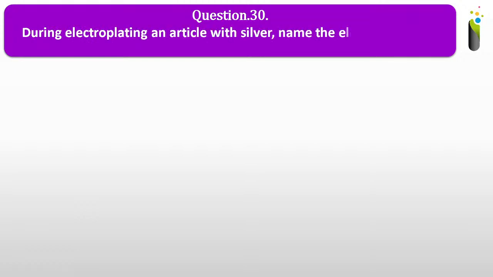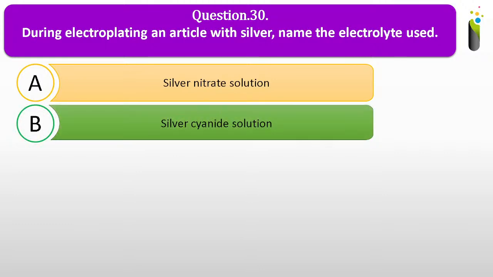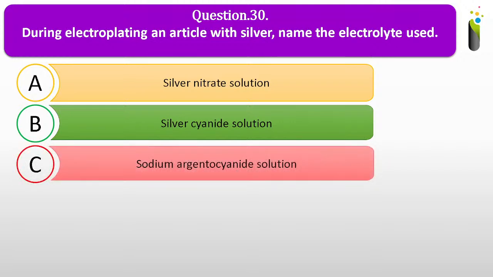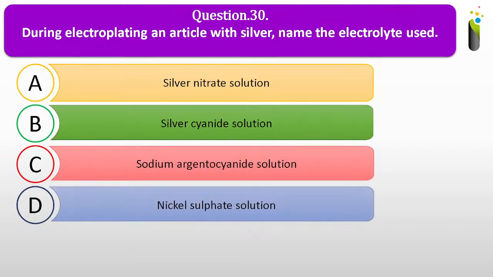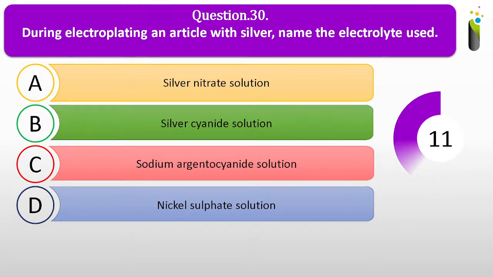During electroplating an article with silver, name the electrolyte used. A. Is it silver nitrate solution? B. Is it silver cyanide solution? C. Is it sodium argentocyanide solution? D. Is it nickel sulfate solution? So during an electroplating of an article with silver, which is the electrolyte that can be used? So answer me for question number 30.